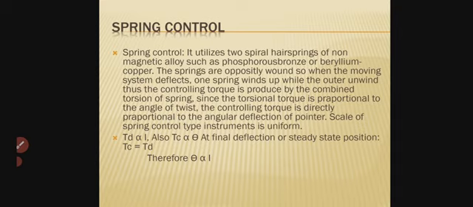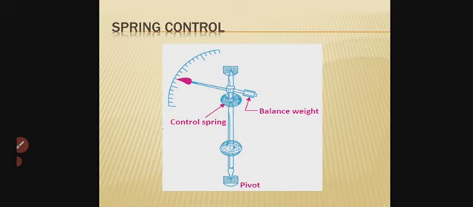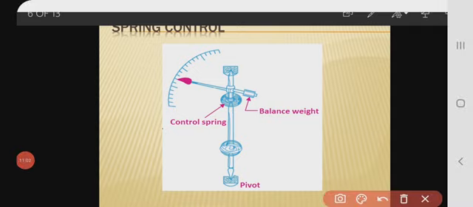Spring control is the most common method of providing controlling torque in an electrical instrument. A spiral hairspring made of a non-magnetic material like phosphor bronze or beryllium copper is attached to the moving system of the instrument, as shown in the figure.